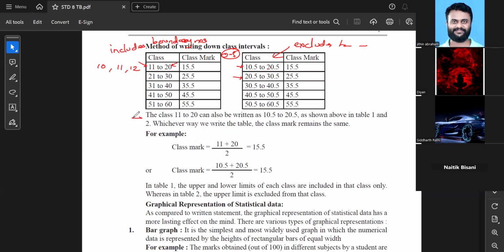So in this summary also they have said the same thing. Class 11 to 20 can also be written as 10.5 to 20.5 as shown above in table 1 and 2. Whichever way we write the table, the class mark remains the same. वो तो मैंने पहले ही आपको समझा दिया. But I generally prefer to write like this, where I'm including the boundaries as well, because this avoids confusion. Both are correct ways of writing, but this is the preferred way of writing. ठीक है. In both cases, they have calculated class marks and they have said कि okay fine दोनों same रहेगा, which I've already done for you, so I'll not be repeating that.